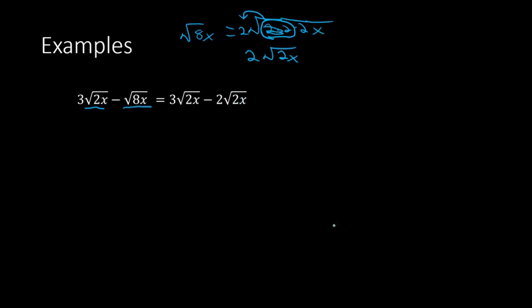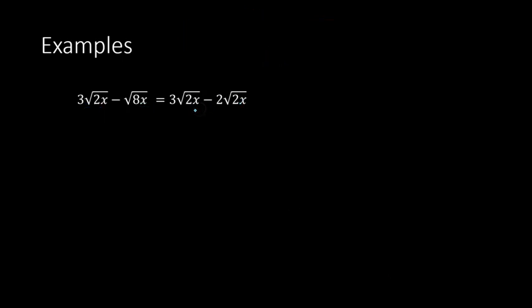So now we have this new expression. And now notice we do have like terms. We have like radicals, the square root of 2x and the square root of 2x. So we can combine these terms by subtracting 3 minus 2. That gives you 1. So we have 1 times the square root of 2x. So your final answer would simply be the square root of 2x. We don't need to write the 1 in the front.